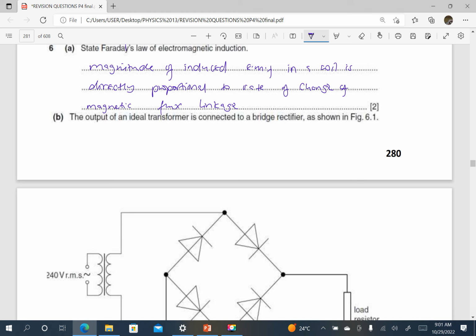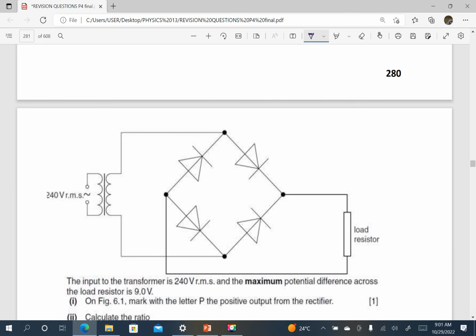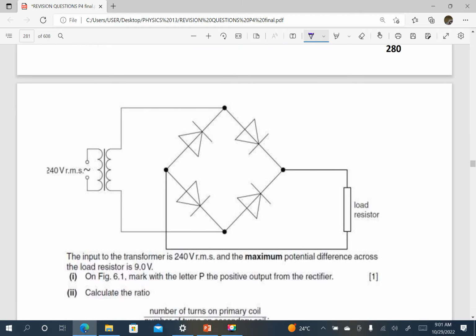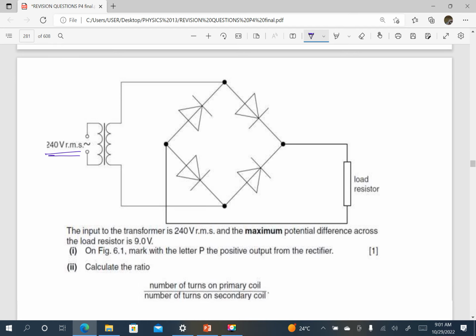The output of an ideal transformer is connected to a bridge rectifier as shown in the figure below. So we see the figure here. Note that whatever is given here is always root mean square. The input to the transformer is 240 and the maximum potential difference across the load, that is the peak, V naught of the secondary, is 9.0 volts. On the figure, mark with the letter P the positive output from the rectifier.